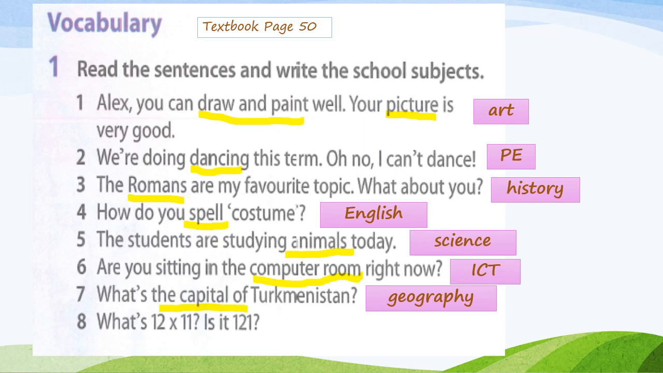What's 12 times 11? Is it 121? So we know these are numbers. They are doing multiplication. So that's maths.